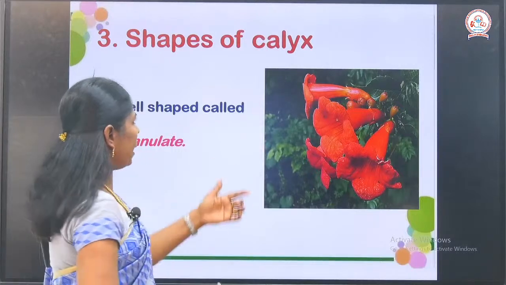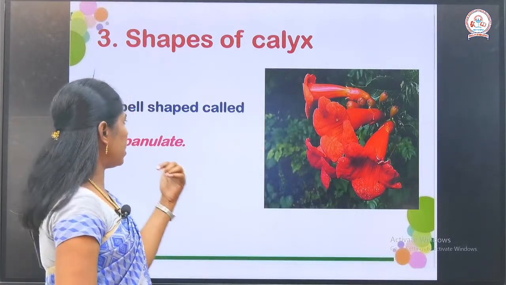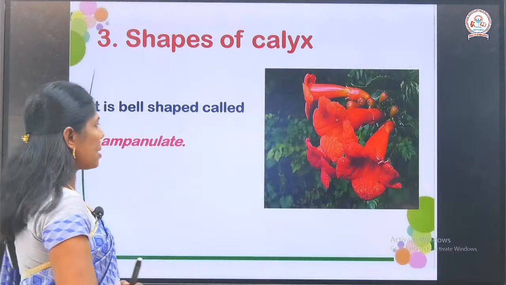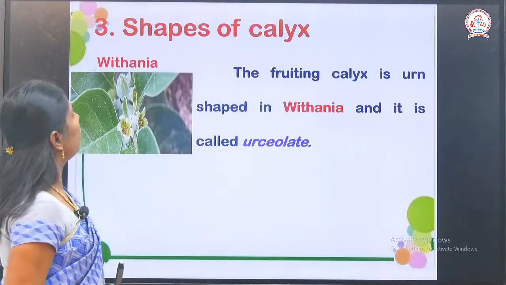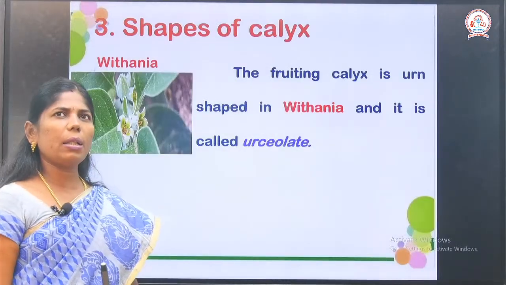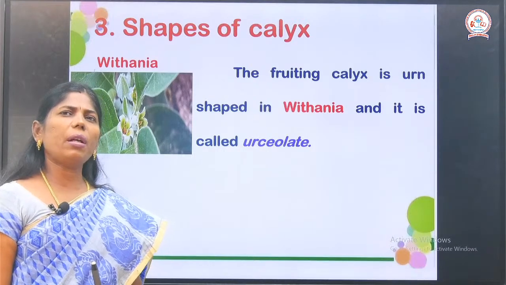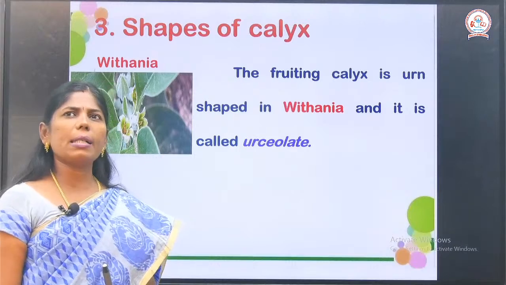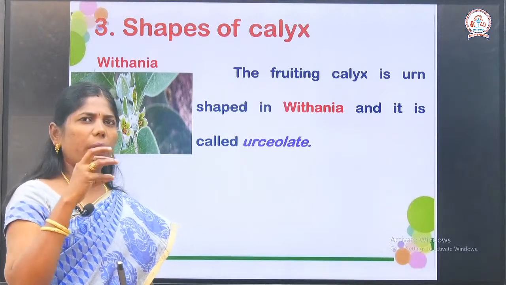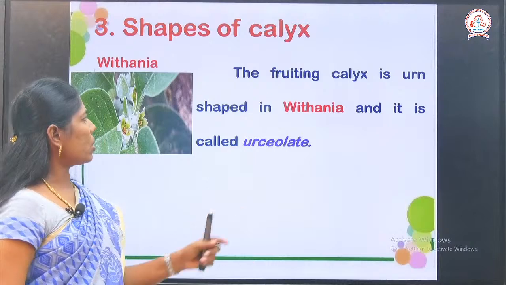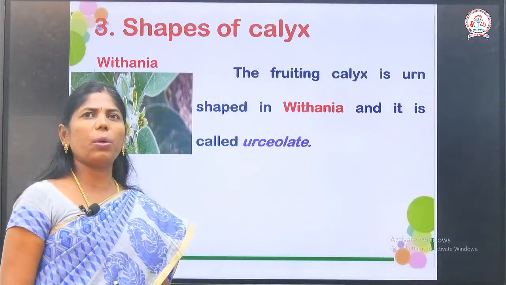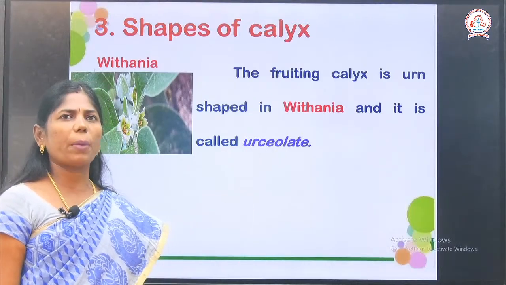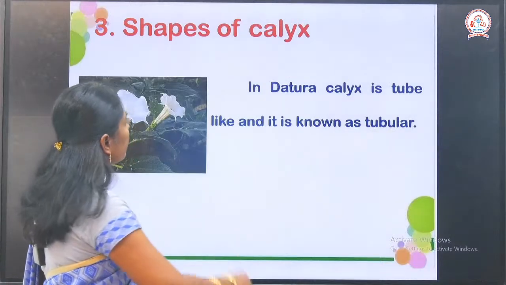So bell shaped calyx is called campanulate. Okay, this is a campanulate. Next, another shape of the calyx is seen in Withania. Withania somnifera is a very important medicinal plant. Here the calyx is somewhat horn-like, somewhat bulged. That is urceolate. Okay, urceolate is that shape of the calyx.